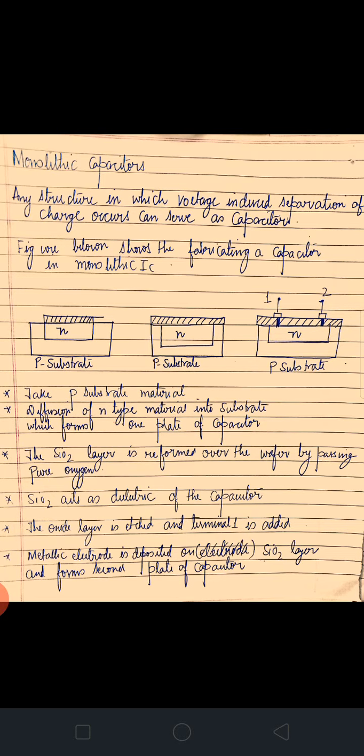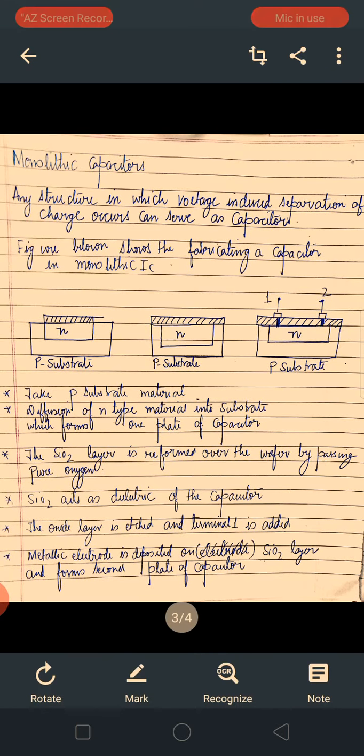Whenever a voltage is applied between 1 and 2, there will be charge induction or charge separation. Accordingly, positive charge will come on one side and negative charge goes towards the other side. Thus this structure acts as a monolithic capacitor. So this is the process of designing a capacitor in the IC fabrication process.